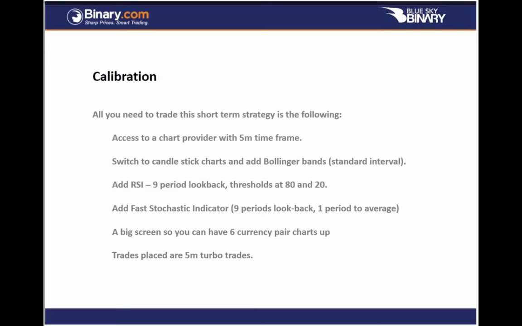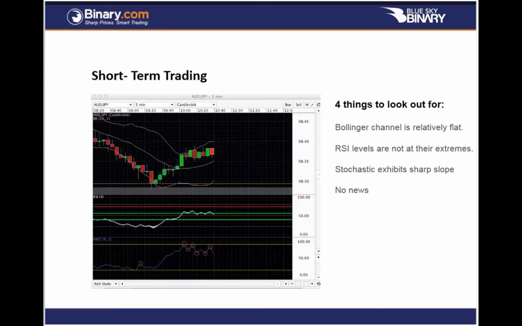You also need to have a very big screen so that you can have 6 currency pair charts up. You cannot be wasting time going from one chart to the other, or having a small screen, or trading on your laptop. You need a very big screen, and this will actually help you when trading. And last but not least, all the trades placed should be 5-minute turbo trades. You're looking at a 5-minute chart, so you should be taking 5-minute expiries for this strategy.